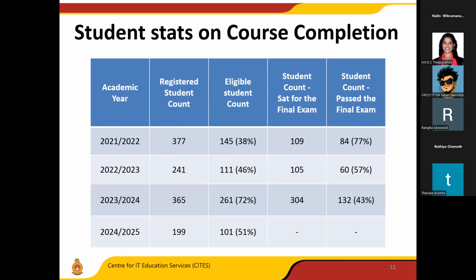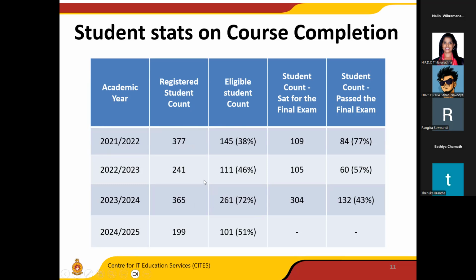So these are the statistics for the past 4 academic years. You can see the details year-wise. For the current academic year, the registered count is 199 and the eligibility count is 101. But we cannot present the final stat because the final examination has not been conducted yet.